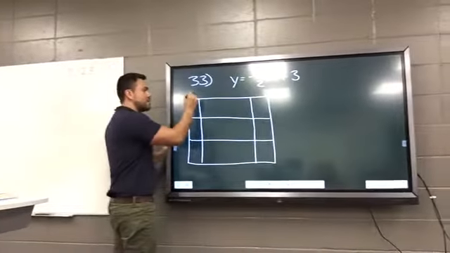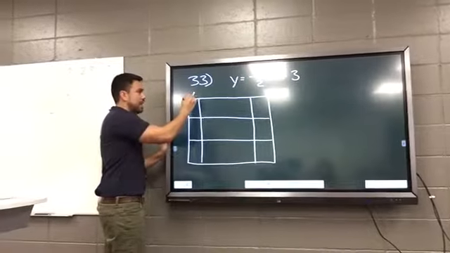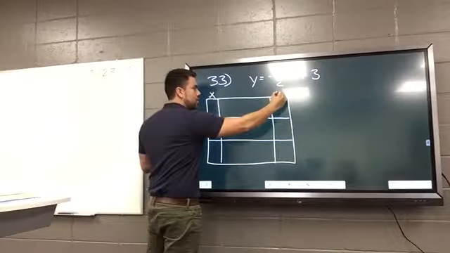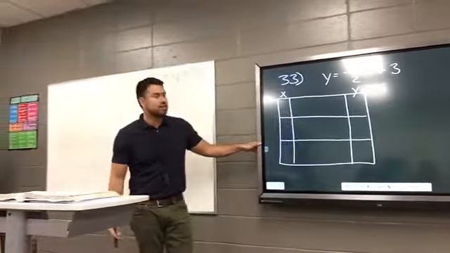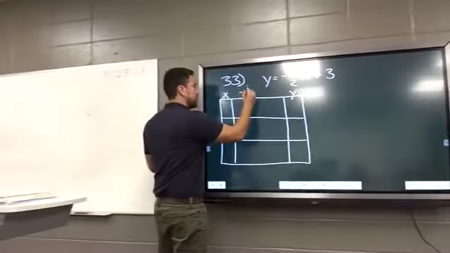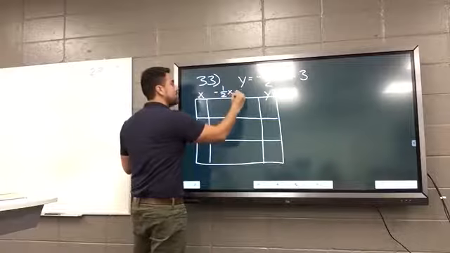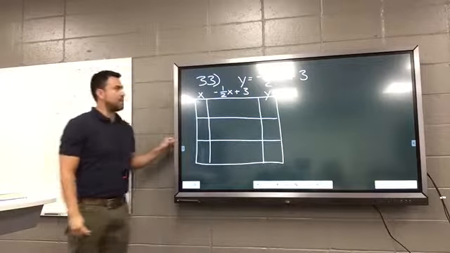What's the title of this column? X. The title of the last column? Y. And then what should go here? This is another important thing. Elizabeth? Negative 1/2 x plus 3? Negative 1/2 x plus 3.